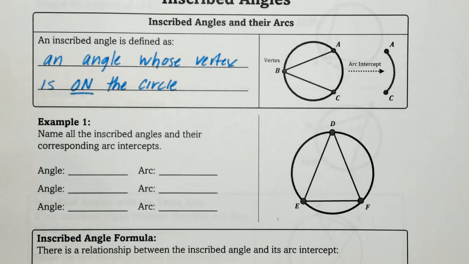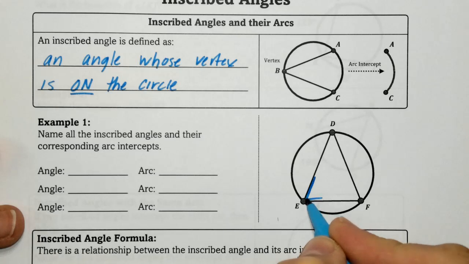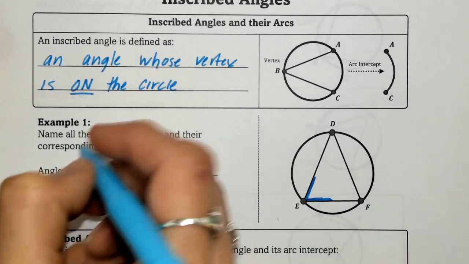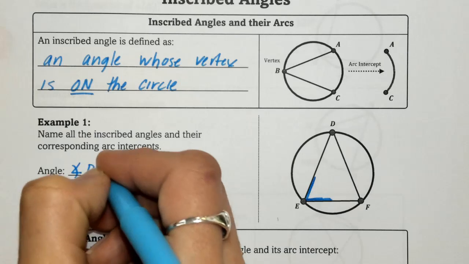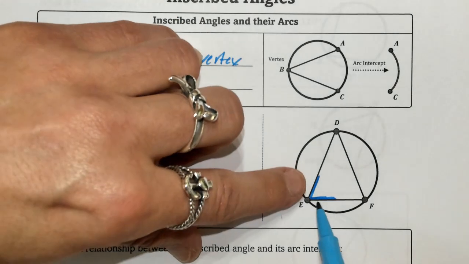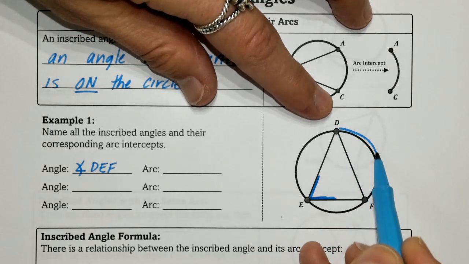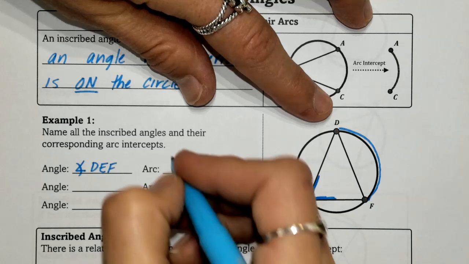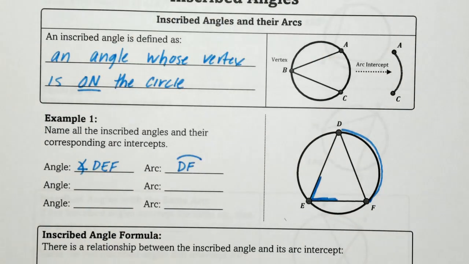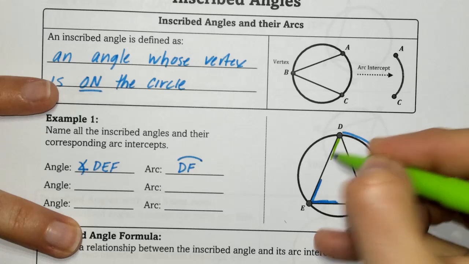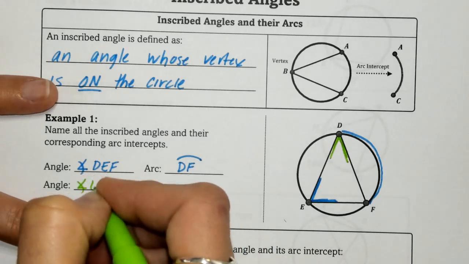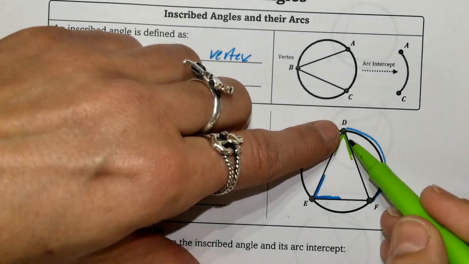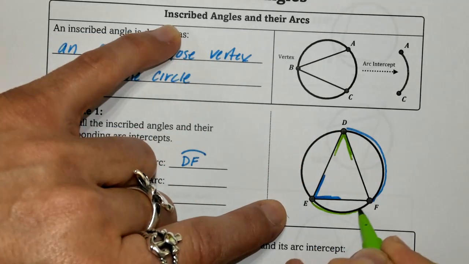It doesn't matter where we start, so we'll just start right here. We've got this angle where the vertex E is on the circle. So this would be angle D, E, F, vertex being that middle letter. The arc that it opens up to is over here at arc DF. As we move around, we'll find the next angle. At vertex D, we have angle EDF, and this inscribed angle is going to open up and intercept arc EF.